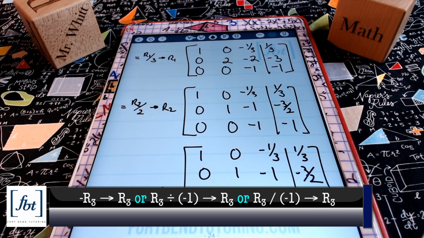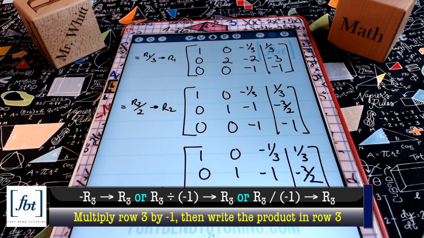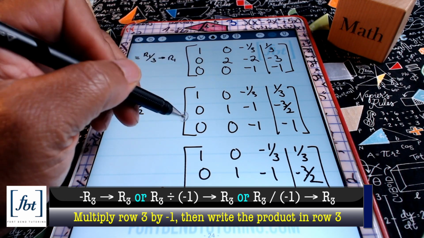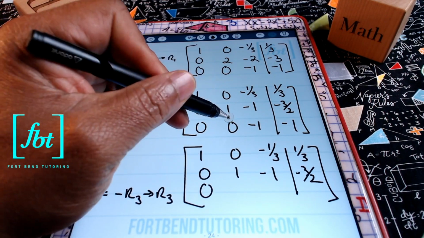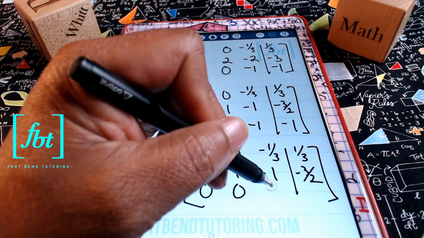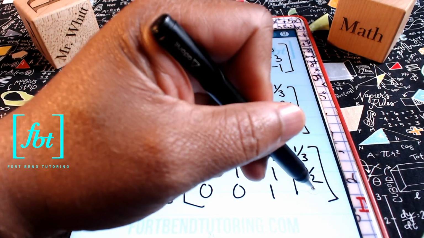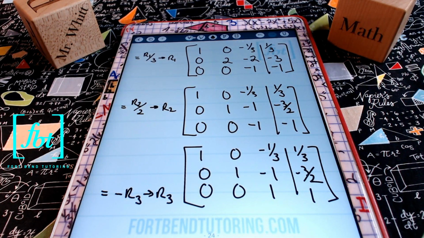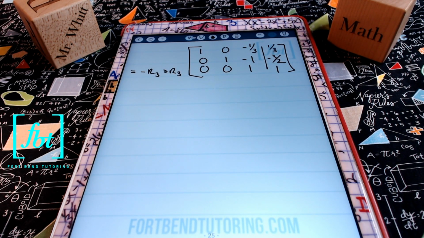And finally, for our third row, we're going to go ahead and change all the signs. So the opposite of 0 is 0, the opposite of 0 is 0, the opposite of negative 1 is positive 1, and the opposite of negative 1 is positive 1. And now we have row echelon form for our augmented matrix here. So now it's time to back substitute.